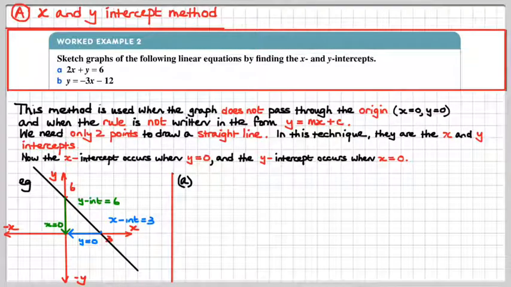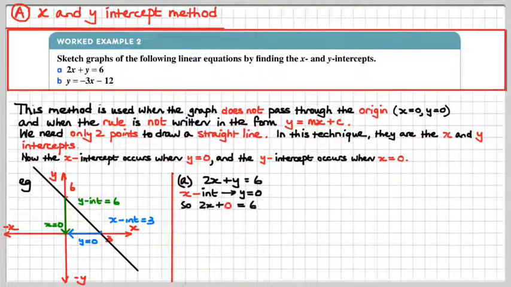Now, number A, let's do this now. We're going to do the intercept method. So we've got 2x plus y equals 6. The x-intercept occurs where y is 0, so we substitute y is 0 into this equation. What do we get? 2x plus 0 equals 6, and therefore 2x equals 6, and therefore x equals 3. So that is our x-intercept.